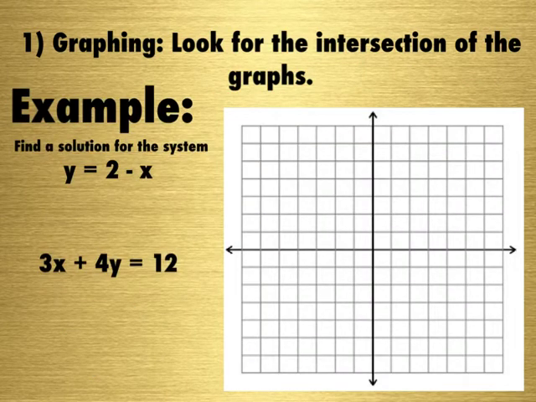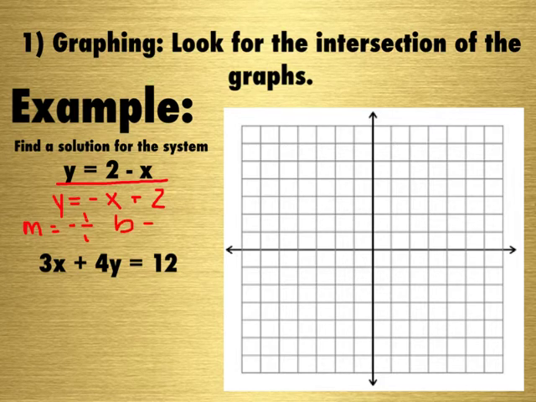Let's do an example of graphing. Find a solution for the system y equals 2 minus x. This looks like y equals mx plus b, so I'm going to rewrite it to be that. y equals negative x plus 2. That means my slope is negative 1 over 1. My y-intercept is 2, and now I can graph that. I'll start at 2, down 1, right 1, down 1, right 1, down 1, right 1, and then we can draw a line through. Let's make our line a little bigger here.